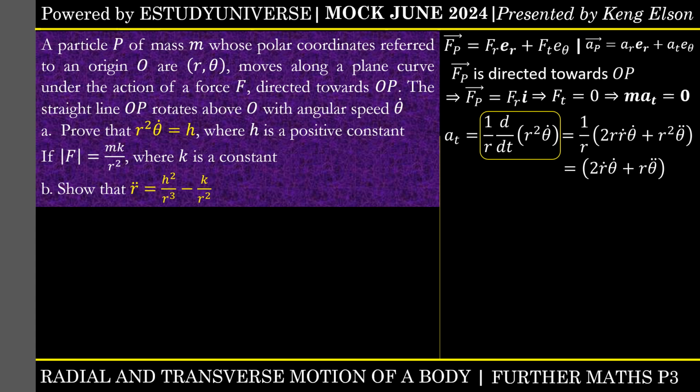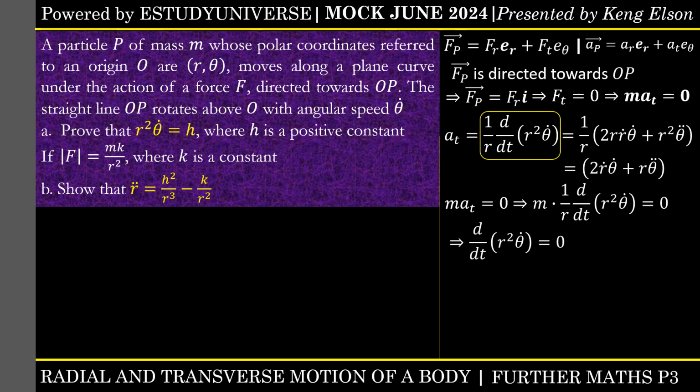In some other cases, depending on the question, we are going to use the second definition. But in this question, since we can identify r squared theta dot already, we are going to use the first definition. So if I want to get the mass times the transverse acceleration and equate it to 0, since the mass is a constant and cannot be 0, and r cannot be 0, we can multiply by r and divide by the mass, and we just have d by dt of r squared theta dot equal to 0.